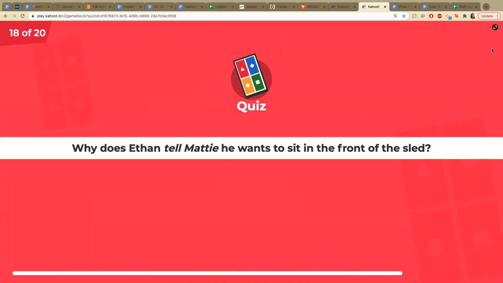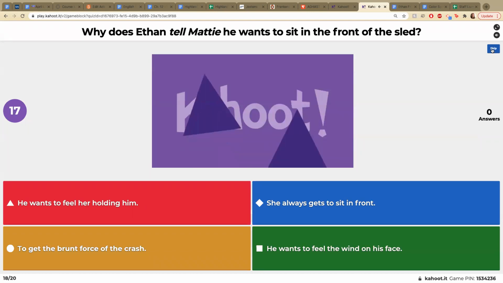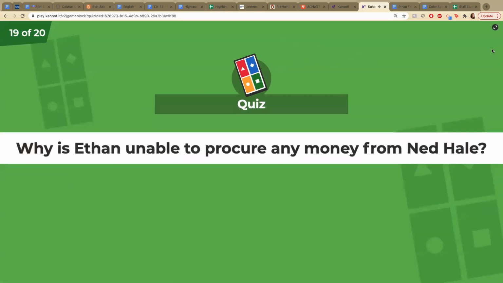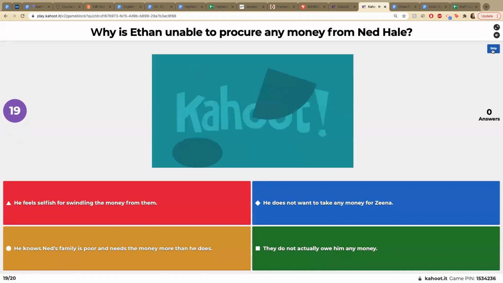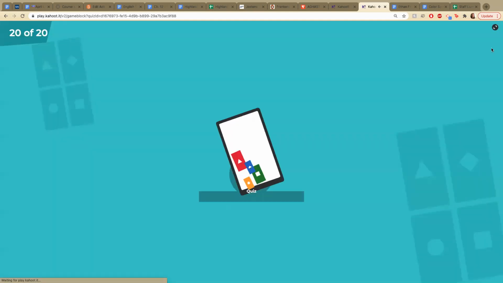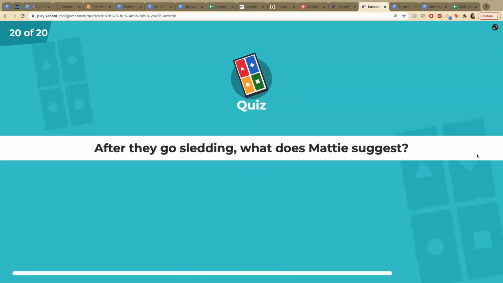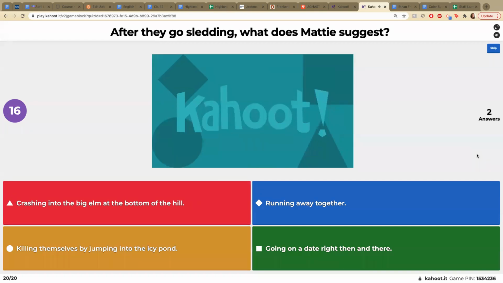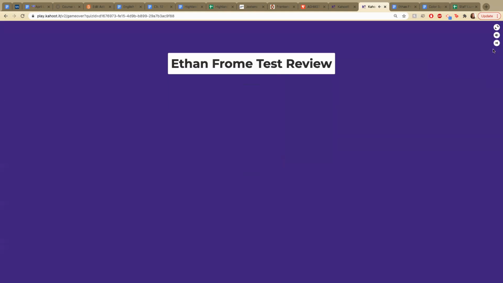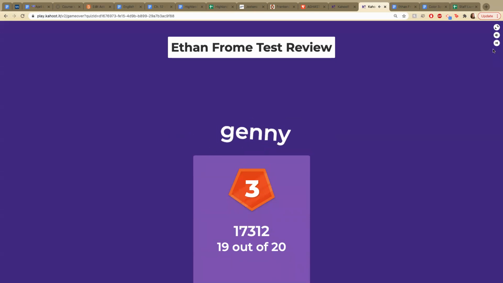Which is everyone. Why does Ethan tell Mattie he wants to sit in front? Why is he unable to procure any money from Ned Hale? Yeah, and both of those answers, I would accept either one. They're kind of tied in together. All right, last question. After they go sledding, what does Mattie suggest? Yep, crashing into the big elm. The smash up. All right, literally, I think there were like 2 wrong answers the whole time, so that's great.